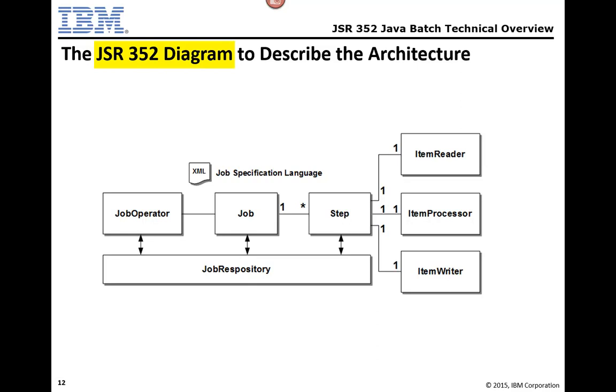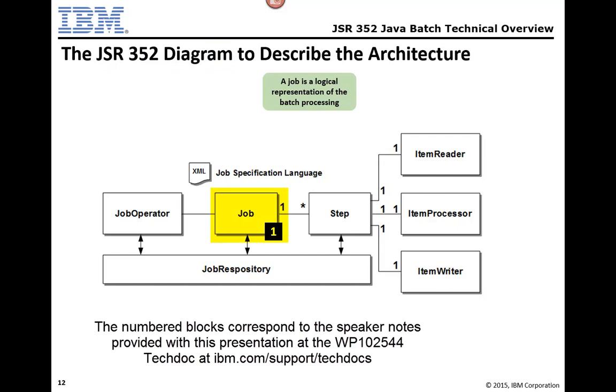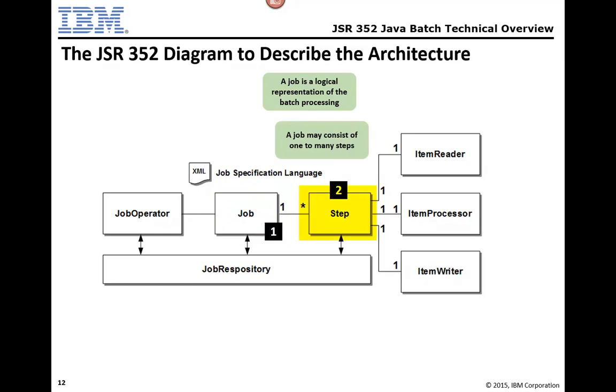This is the diagram found in the JSR352 documentation. It's not unique to JSR352. It's really just a generic representation of batch processing. The JSR352 documentation uses it, so we'll use it here as well. As we mentioned earlier, the job is the logical representation of the batch processing work to be done. A job step represents a portion of the work to be done within the job. A job may consist of one to many steps.